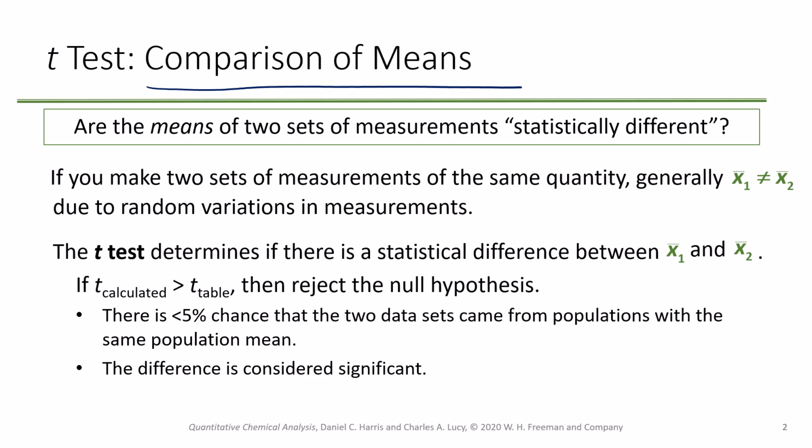Just like with the f-test, if the t calculated is bigger than the t-table, then we will reject the null hypothesis and the means are significantly different. So considered very, very significantly different.